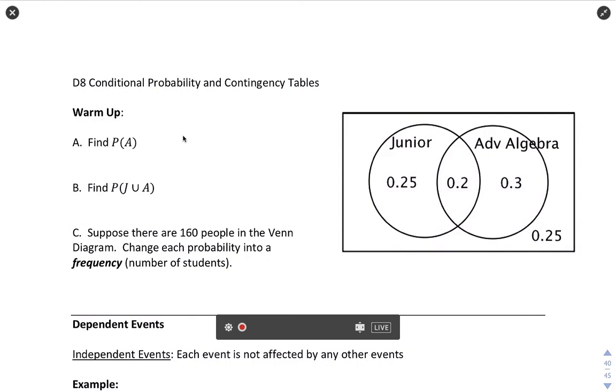We are going to review Venn diagrams and conditional probability and also look at contingency tables. For the warm-up, use the Venn diagram at the right and answer the following questions. Find the probability of A, which is that a student is in advanced algebra.